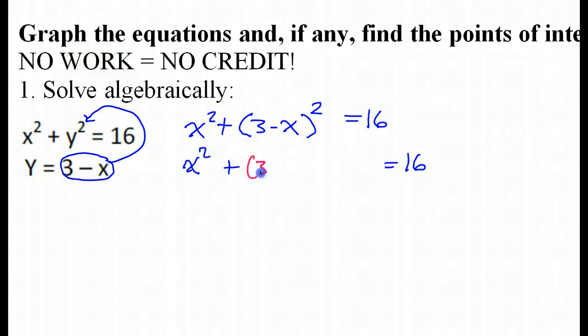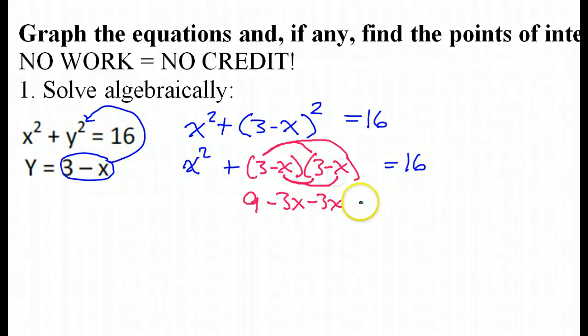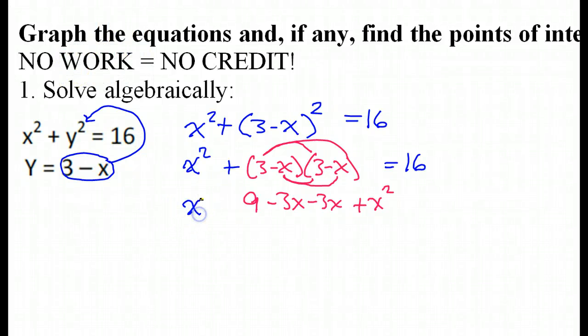So I'm doing 3 minus x times 3 minus x right now, and I'm just going to do the distributive property. So 3 times 3 is 9. 3 times negative x is negative 3x. Negative x times 3 is negative 3x. And negative x times negative x is positive x squared. I've still got my x squared plus, and I've still got my equals 16.